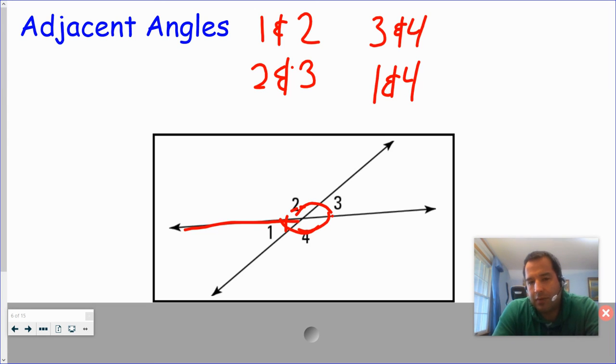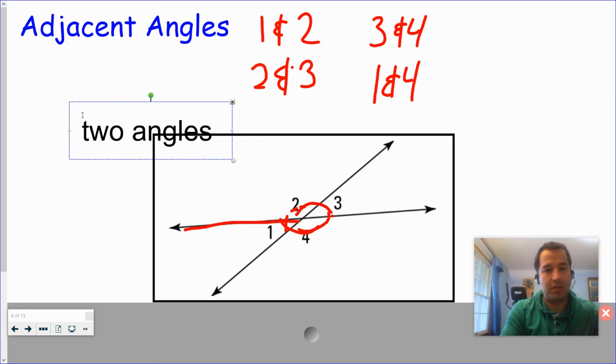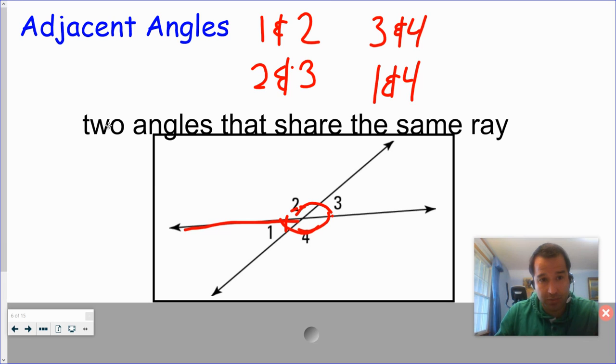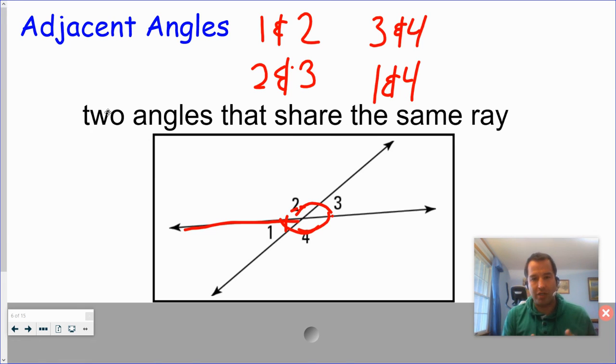Now, there's no necessary rule there. We don't know anything specific about those adjacent angles. We just know that they're sharing the same ray, so they are next to each other, okay? So they have to share, let's write this down. Definition here: two angles that share the same ray. Now, a ray is a line that starts at a point and goes completely in one direction. So this is a ray right here. That is why these two are adjacent, because they share the same ray right here. Two angles that share the same ray.